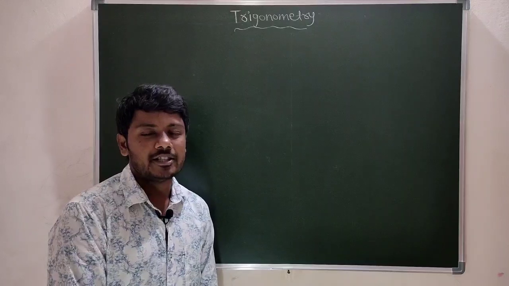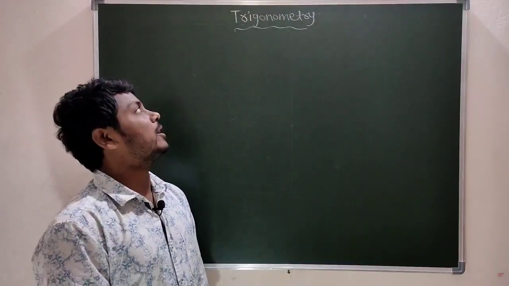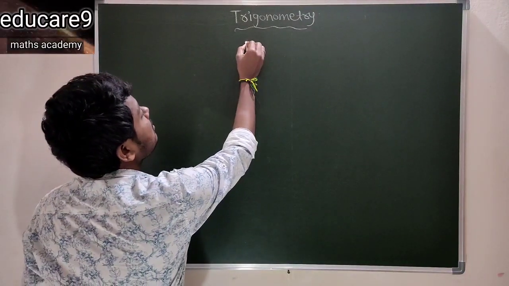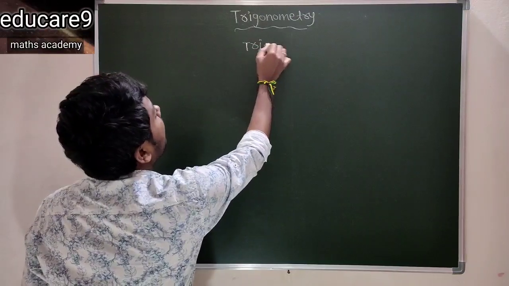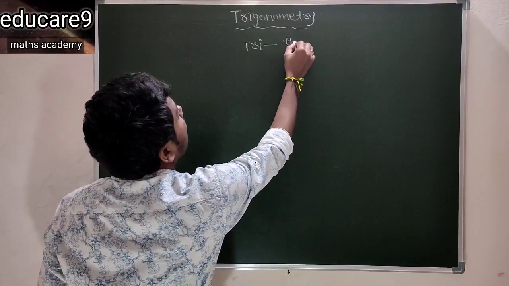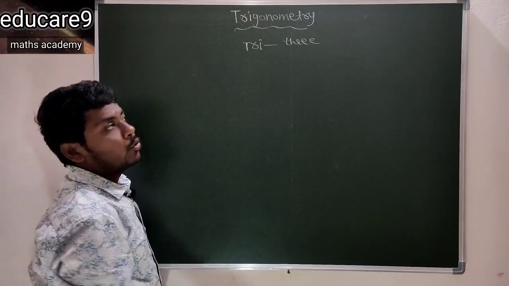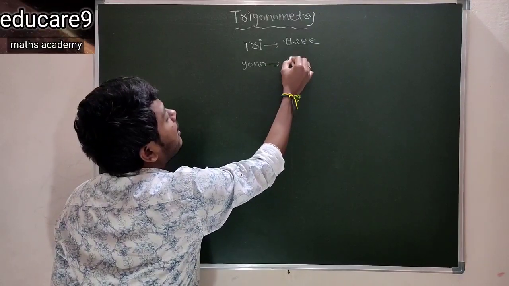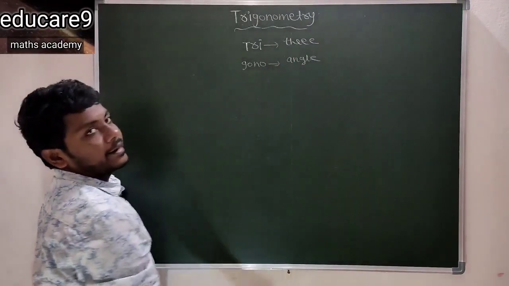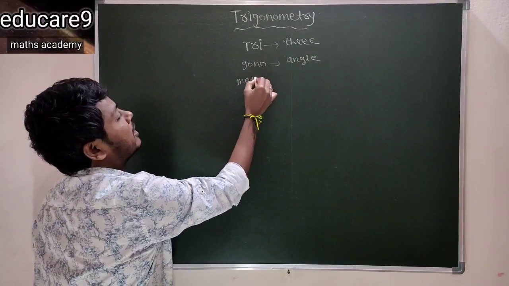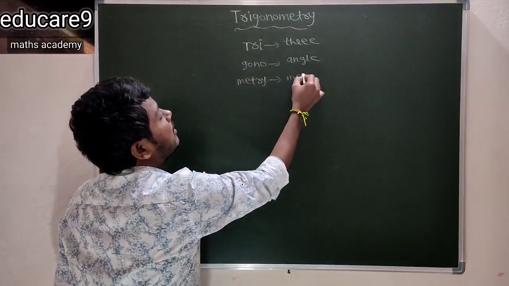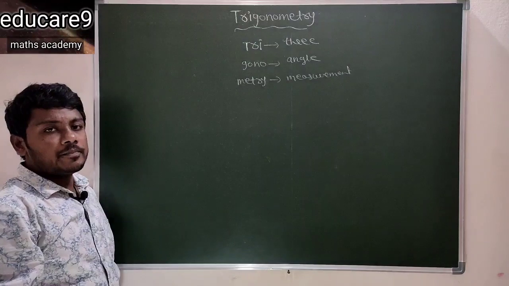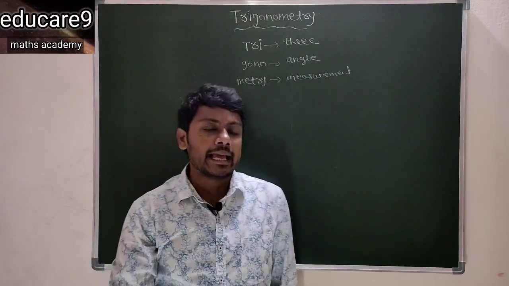Hi, hello everyone. For this session, we will discuss a new chapter, trigonometry. See here, trigonometry means: first, "tri" means 3, and "gono" means angle. Next, "metry" means measurement. So simply, trigonometry means triangle measurements.